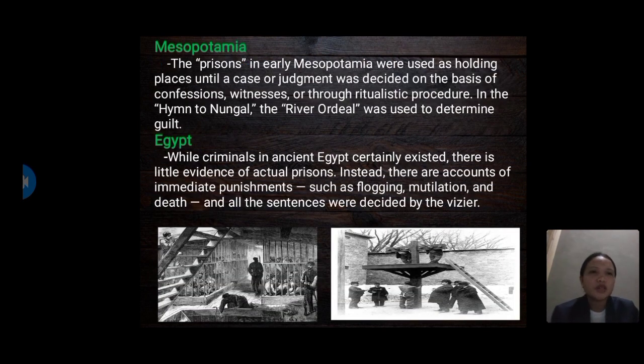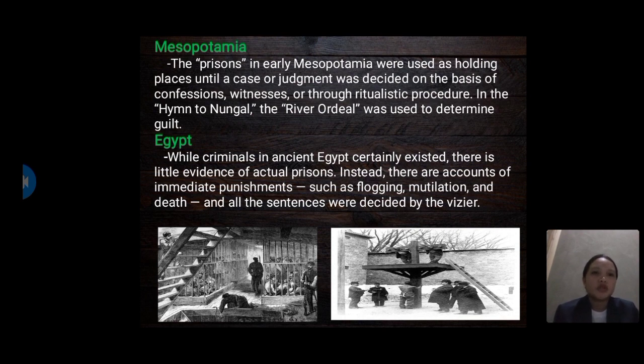So Mesopotamia, these are the prisons in early Mesopotamia. The prisons in early Mesopotamia were used as holding places until a case or judgment was decided on the basis of confessions, witnesses, or through ritualistic procedure. In the hymn to Nungal, the river ordeal was used to determine guilt.